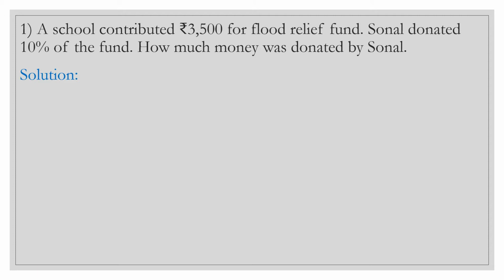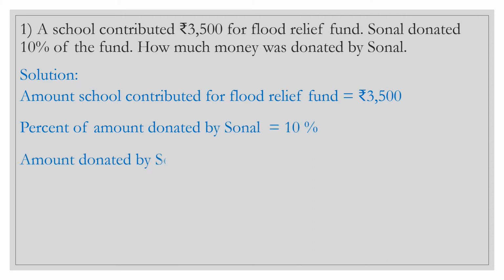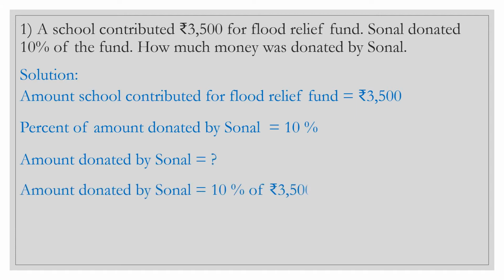How? Let's see. Amount school contributed for flood relief fund is equal to rupees 3,500 and percent of amount donated by Sonal is equal to 10%. And amount donated by Sonal we have to find out. Amount donated by Sonal is equal to 10% of rupees 3,500. First, we will replace the percentage and write it as fraction form, that is 10 upon 100. Next, replace the word of with the multiplication symbol. Then write rupees 3,500 as it is.